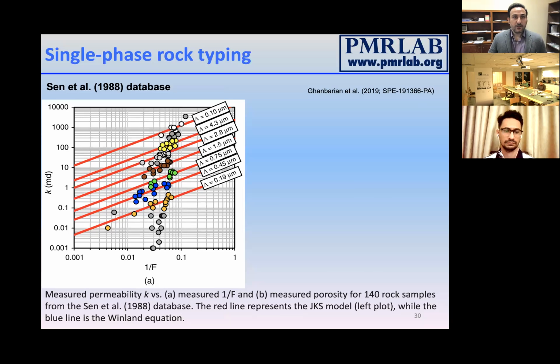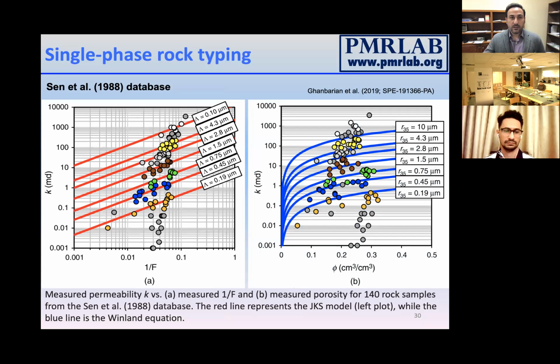For the Sen et al. database 1988, we came up with 7 different groups. Again, same results. As you can see, red dots belong to the same rock type on K versus reciprocal formation factor. But when it comes to the porosity permeability plot, they look pretty scattered, and someone may group these rocks into another rock type, and so on and so forth.